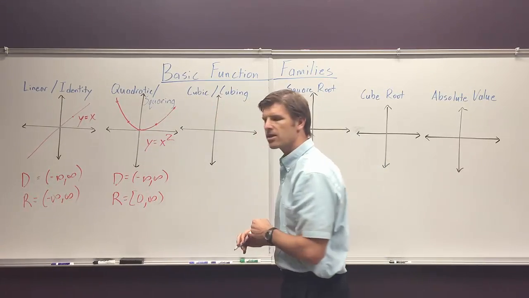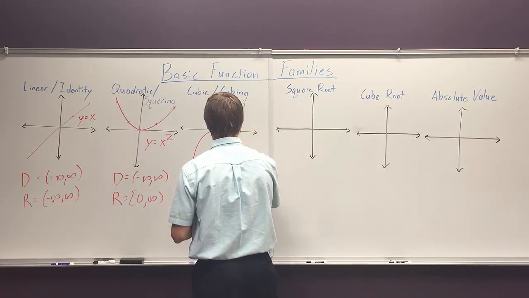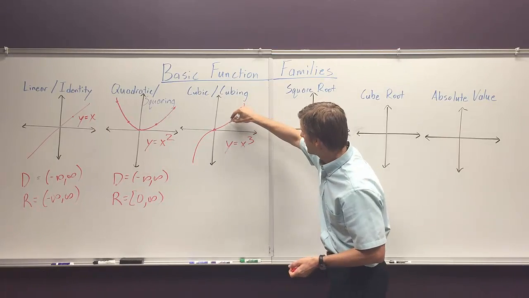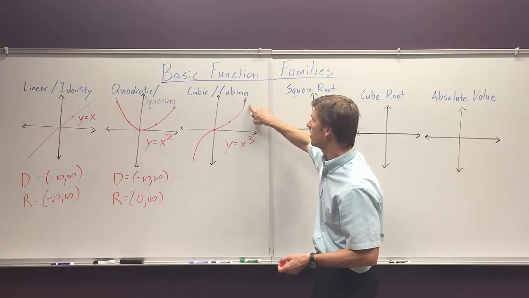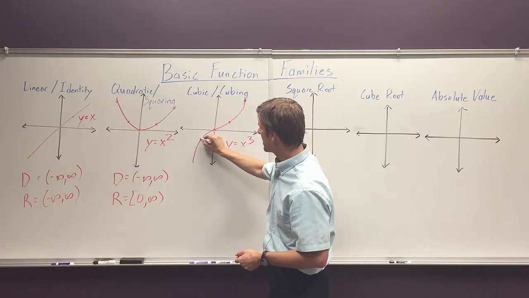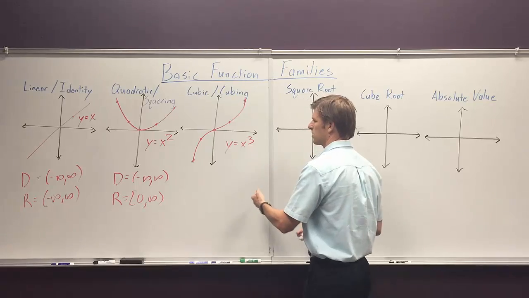Okay, the basic cubic or cubing function looks like this. That's y equals x cubed. 0 cubed is 0, 1 cubed is 1, 2 cubed is actually 8. So in the long term, this is growing faster than that. Negative 1 cubed is negative 1. Negative 2 cubed is negative 8. So that's what it looks like.